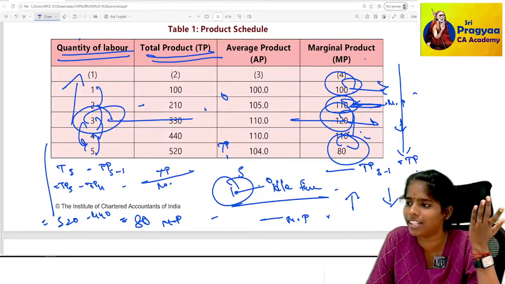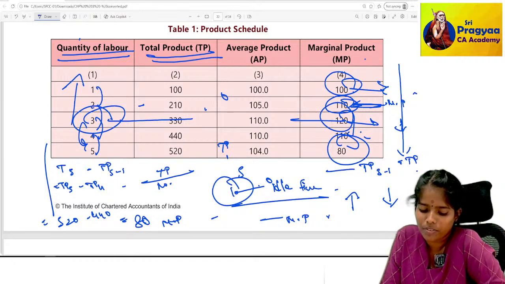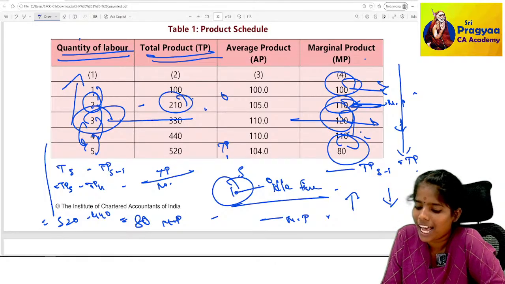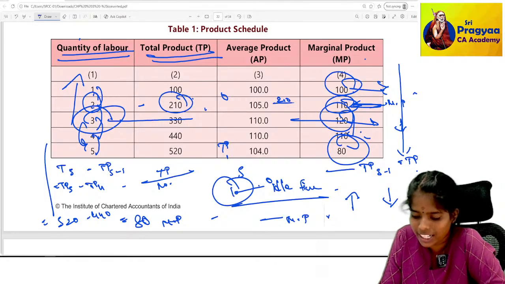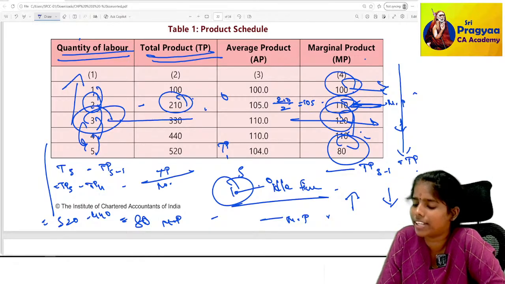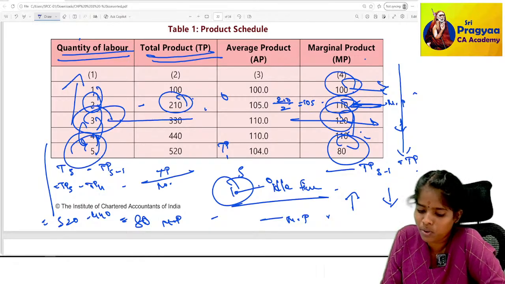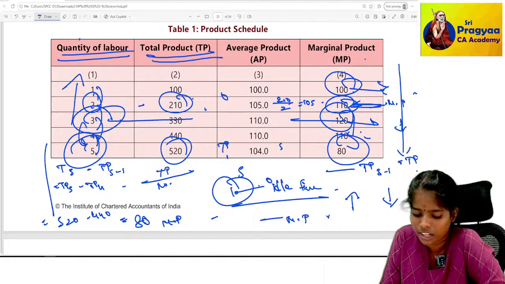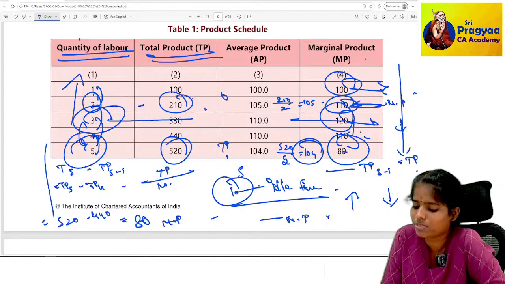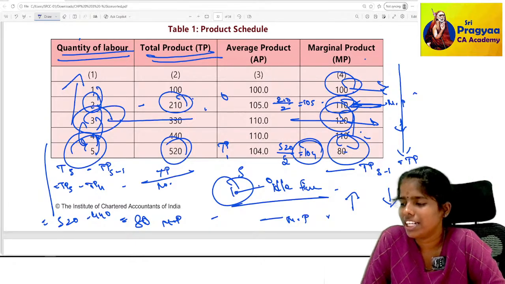Average, what is the product that I am producing? Now when my quantity of labor is 2, total product is 210. Average product is 210 divided by 2, which is 105. அதே மாதிரி 5 units இருக்கிறப்போ my total product is 520. 520 divided by 5, 104 is my average product. Did you get it?